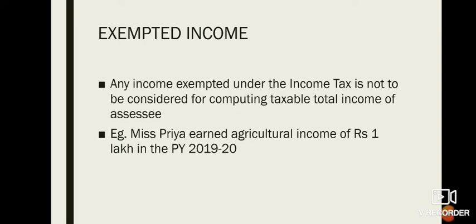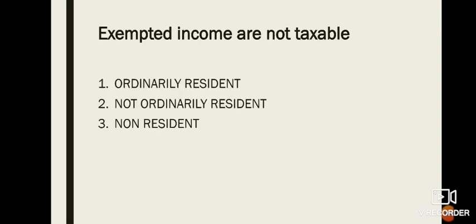So when it is exempted income, nobody needs to pay tax on it. That is, exempted income is not at all taxable, whether to ordinarily resident, not ordinarily resident, or non-resident. Even if agricultural income in India is given in the sum, in the solution we need to just write 0 in that column. When we are solving it, we need not consider that income while we are calculating the sums.